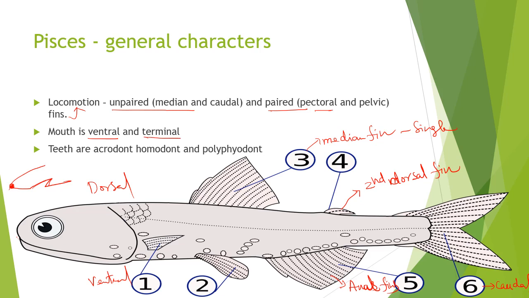Inside the mouth, the teeth are present on the jaws, and all the teeth are similar in appearance. Because of that reason, that is called homodont. And all the teeth are directly attached to the jawbone without socket. So acrodont means without socket.